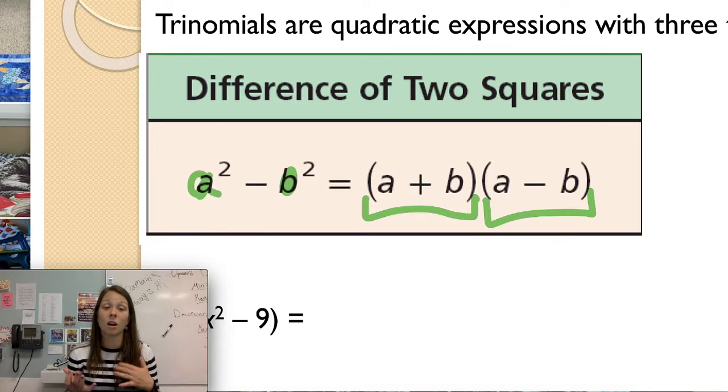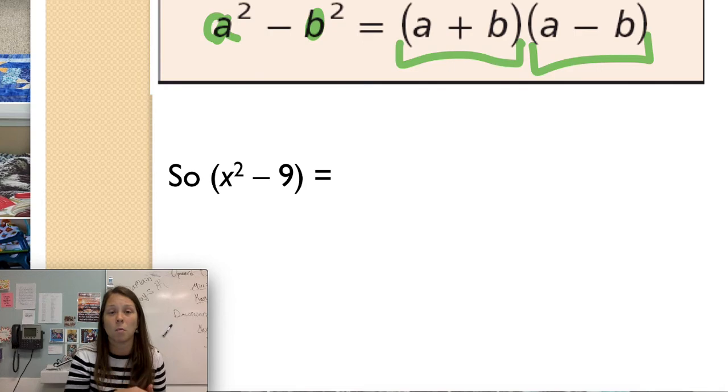This is just there if you think that it could be helpful for you. Let me show how it's applied to a problem. We have x squared minus 9.